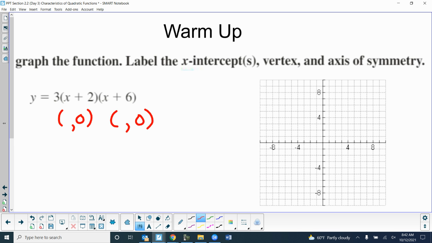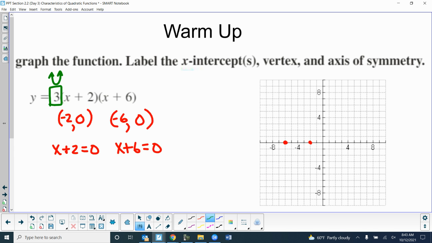If x plus 2 equals 0, what's x got to be? Negative 2. If I set x plus 6 equals 0, negative 6. So there's my x-intercepts, negative 2 and negative 6. All right. Looking at this, does it open up or down? Up. Yeah. Okay.